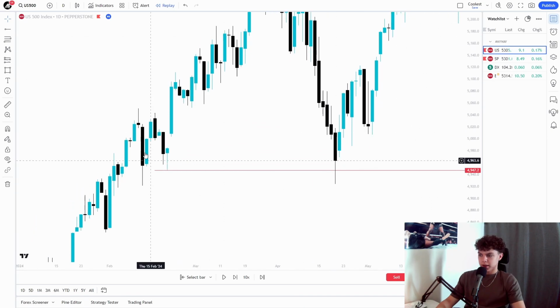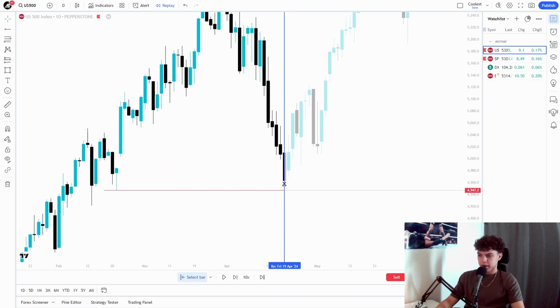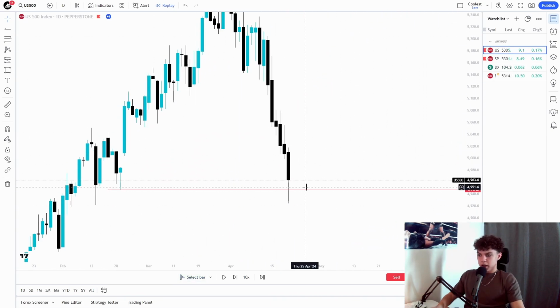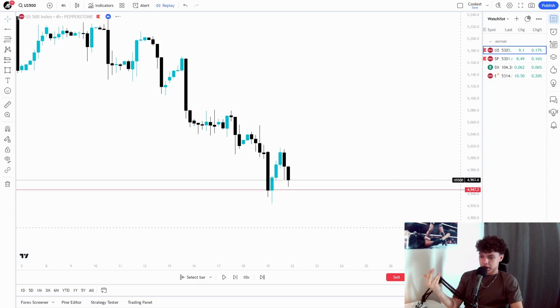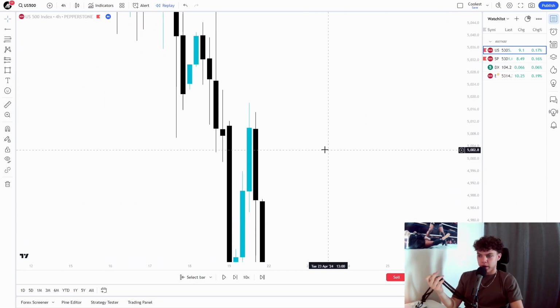Liquidity that got swept. What happens after that? Let's just go back in time, okay? Liquidity got swept. After liquidity, we got reaction. We scaled down to a lower time frame, like a 4-hour time frame. Now, what are we looking for? We're looking for a breakout structure to the upside.